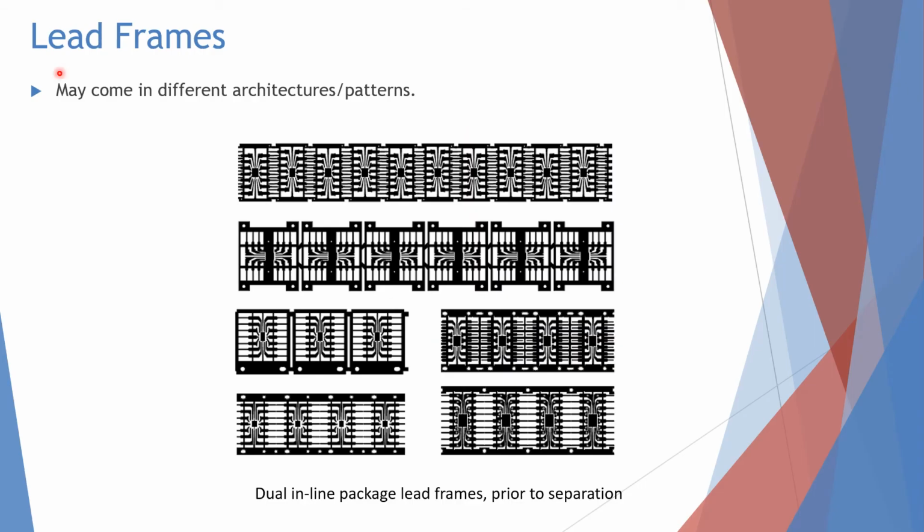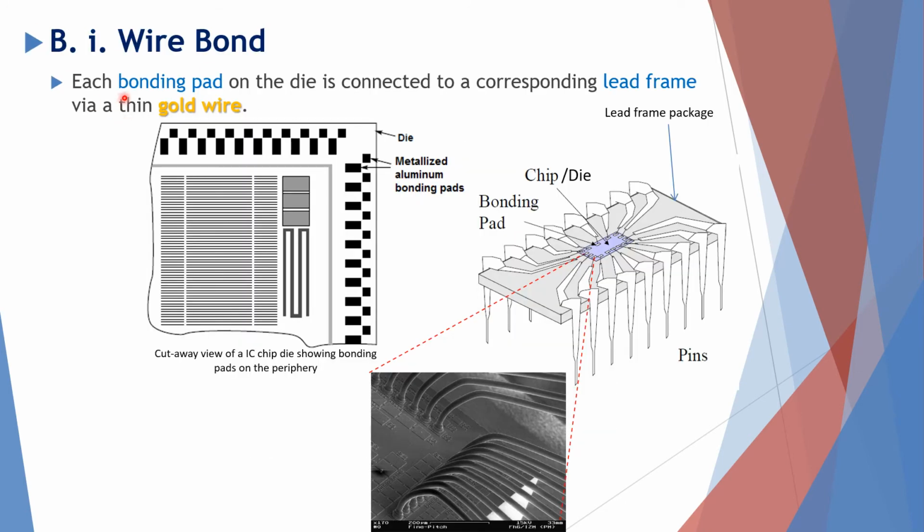As for the lead frame, there are many types of architecture and patterns of the lead frame. This depends on the function and also the needs of the IC, so it is designed accordingly. The next process that we can use to bond the die to the island is through wire bond.